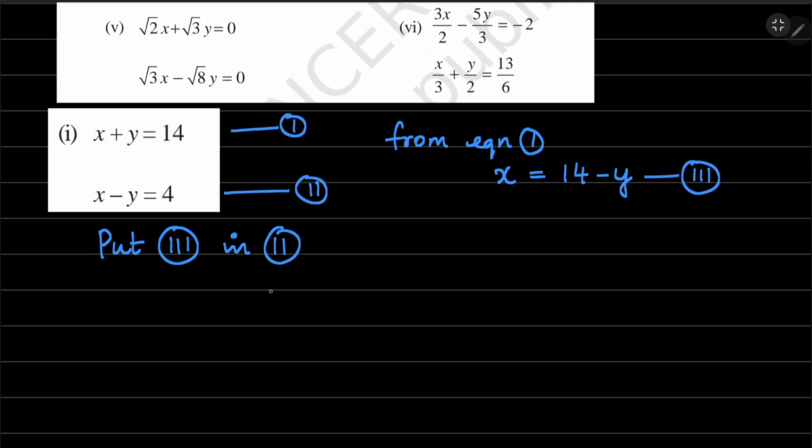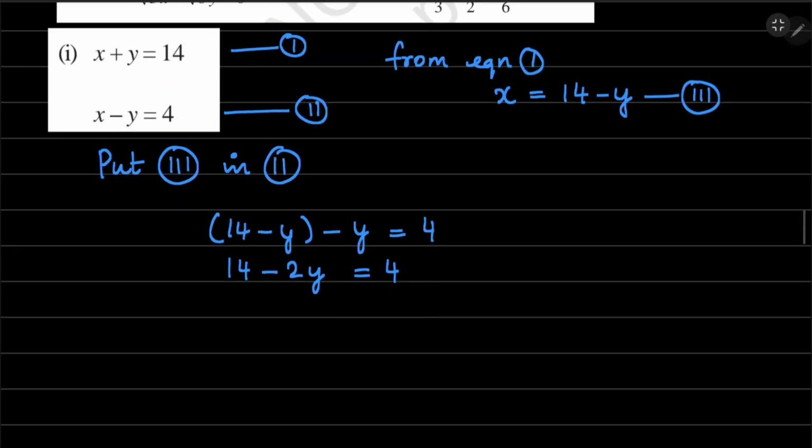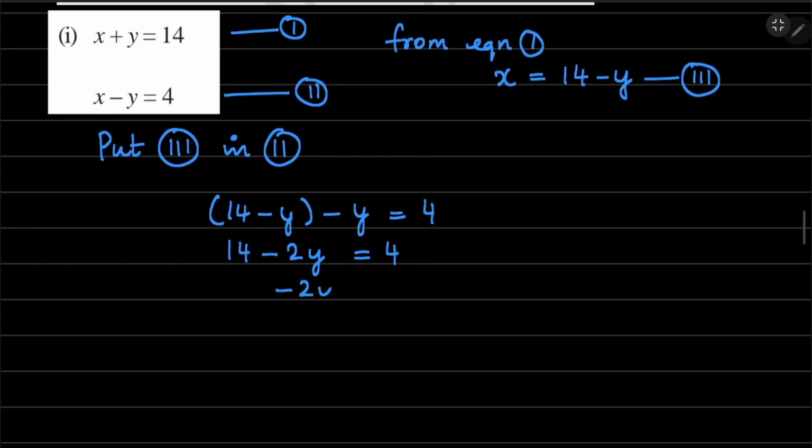What is equation 2? x minus y equal to 4. What is x here? In place of x you will be writing 14 minus y equal to 4. So what is it? 14, open the bracket, minus y is minus 2y equal to 4. So you have got minus 2y equal to 4 minus 14, which is minus 10. Negative signs on either side get cancelled. So y is equal to 10 divided by 2, which is nothing but 5.